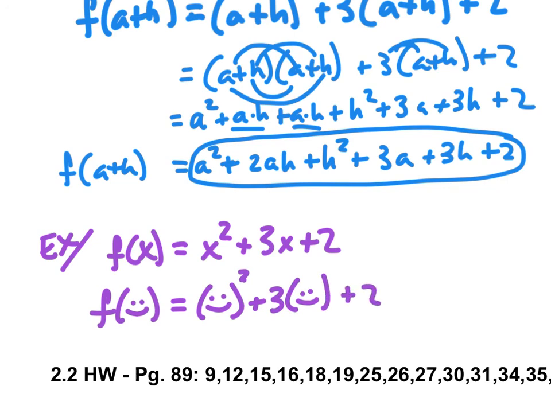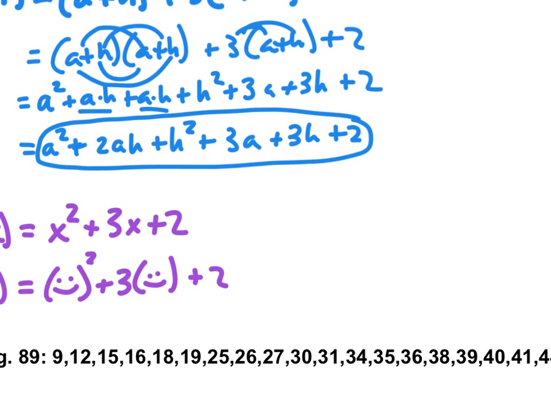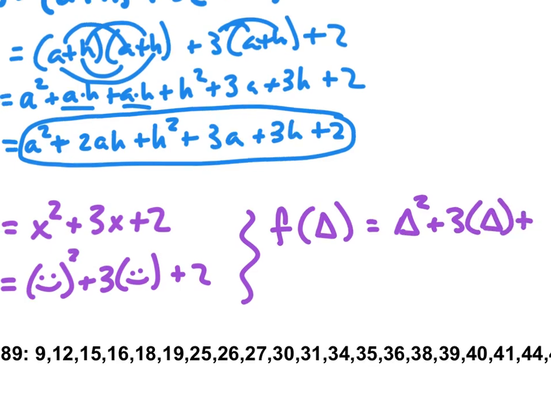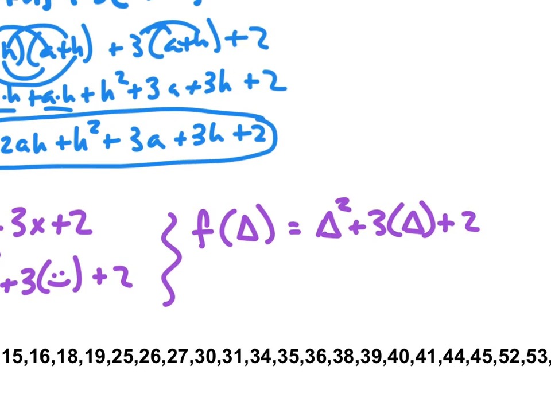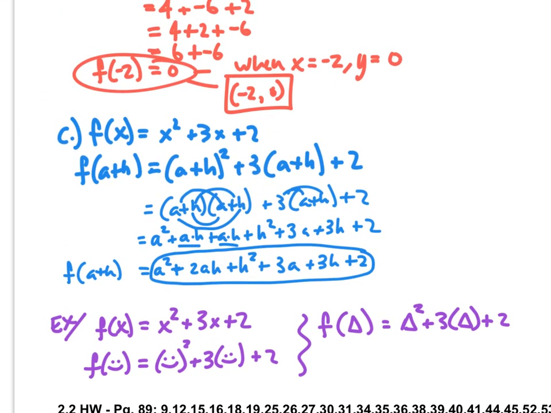And that's the idea. Now, let's think of something else. Let's say I did f of triangle. That means I'm going to do triangle squared plus 3 times triangle, and then plus 2. So I'm plugging in those values for x, and then we evaluate them. When you plug in other variables, you're going to get something with those variables. If you plug in a number, you're going to get something with a number. So that's the idea.